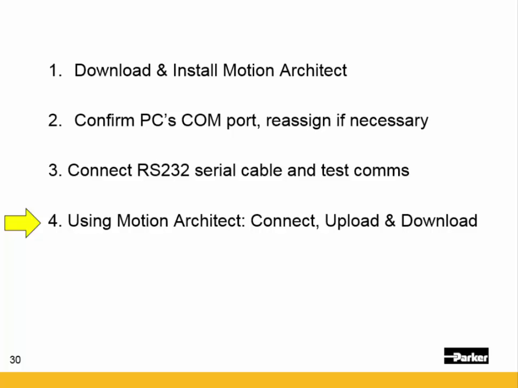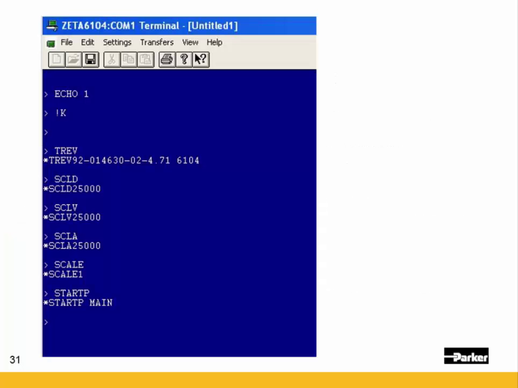a backup copy. In the terminal window, type SCLD and press enter, and then type SCLV, SCLA, and then SCALE. Those are your scaling parameters for your distance, velocity, and your acceleration. And then SCALE is either 0 or 1. 0 is turned off. If SCALE is 1, it's turned on.